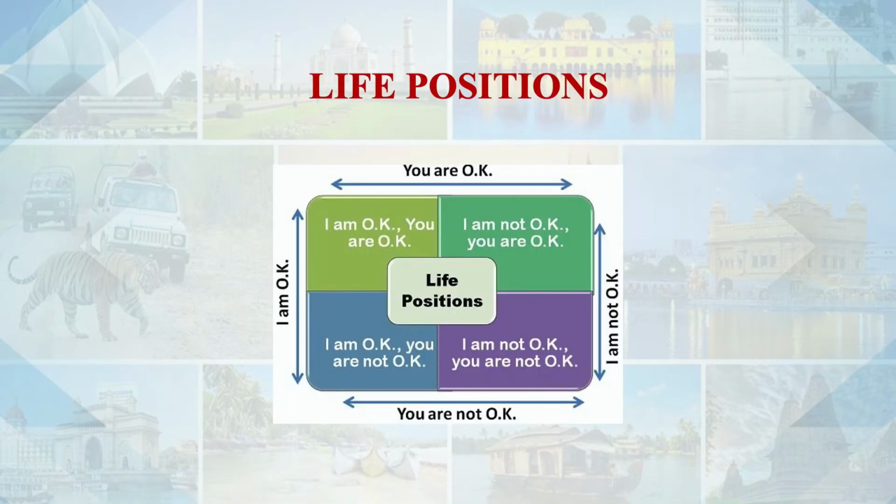This is the model representation of the four life positions. This figure shows the four quadrants, wherein the upper left quadrant is I am okay, you are okay. The lower left quadrant is I am okay, you are not okay. The upper right quadrant is I am not okay, you are okay. The lower right quadrant is I am not okay, you are not okay.